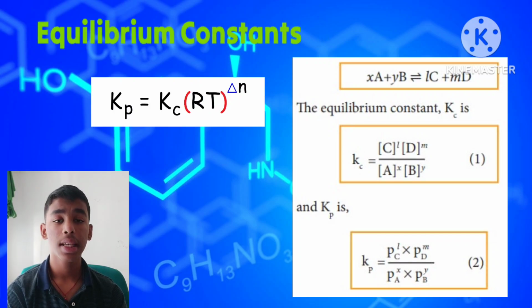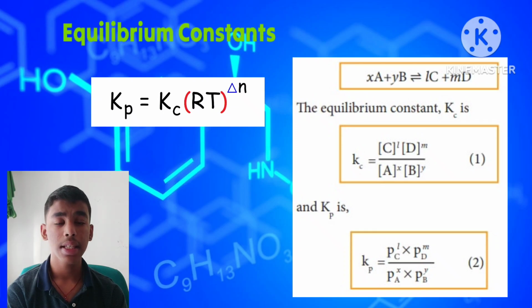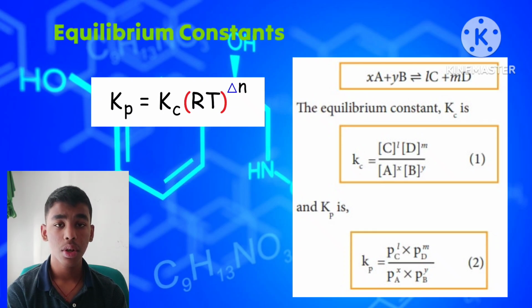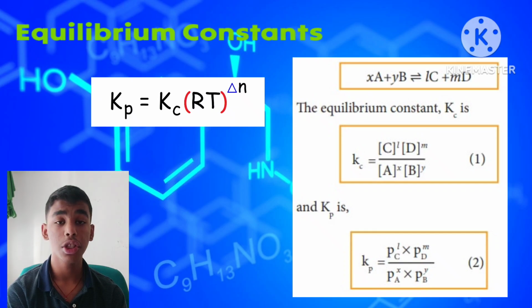So this is about Kc and Kp, and the relation is important. That relation is that Kc is equal to Kp into (RT) to the power Δng, where Δng is the change in number of moles.